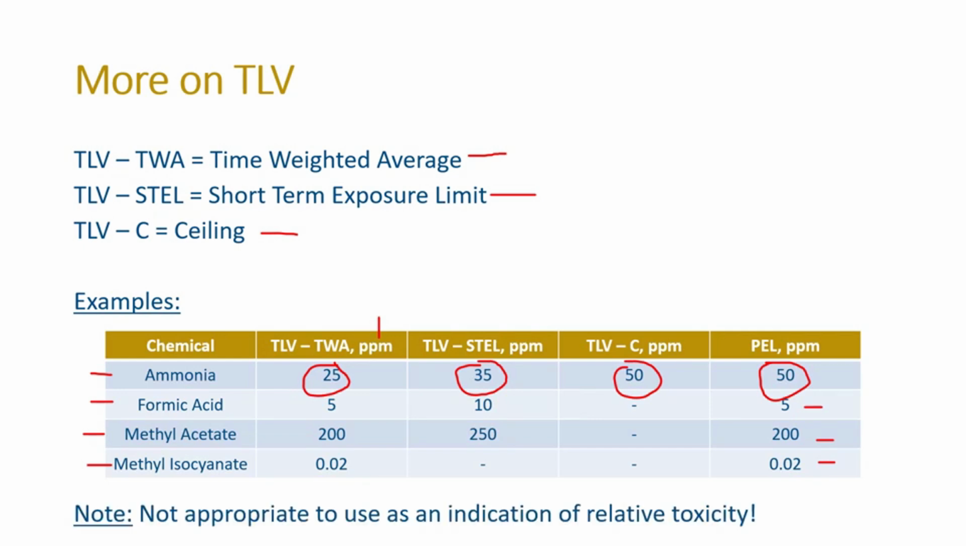One final note on this is that these threshold limit values or permissible exposure limits are not meant to be used as an indication of relative toxicity. That is to say, for example, looking at formic acid and ammonia, we notice that the time-weighted average TLV for formic acid is less than ammonia. So is it okay to say that formic acid, therefore, is more toxic than ammonia? We need to be careful of that, and let's understand that more here on the next slide.